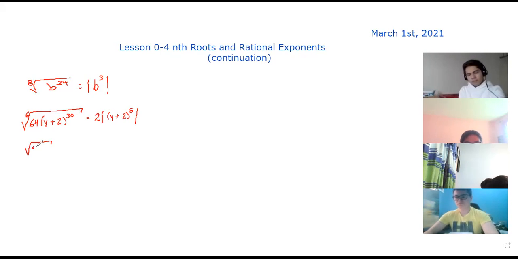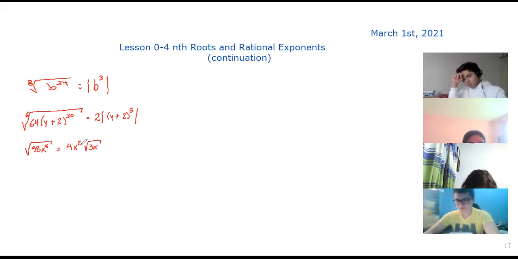48 x to the power of 5. And here we have 4x squared, square root of 3x. Now, the exponent is even and the index is even, so you do not need the absolute value. Now, you are telling me that we didn't do letter D. So let's do letter D.